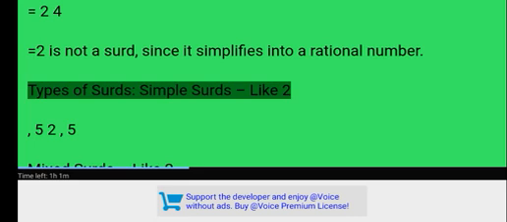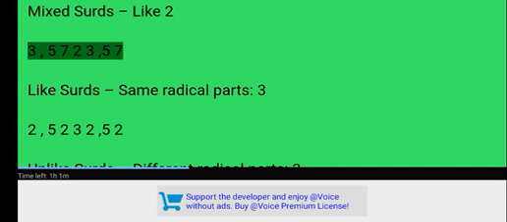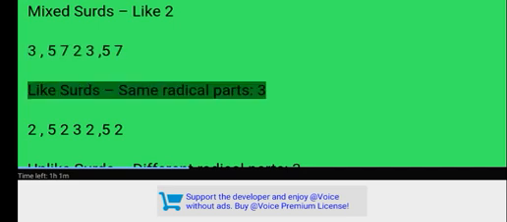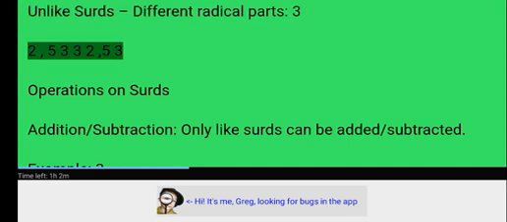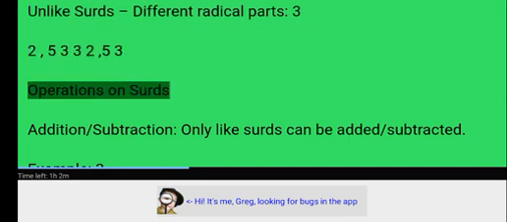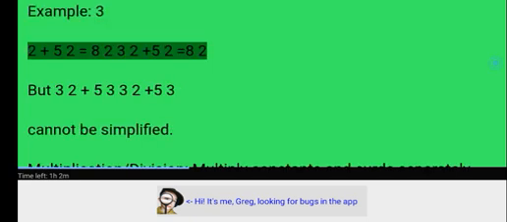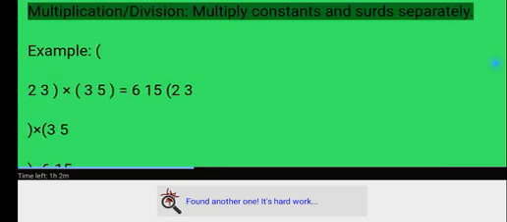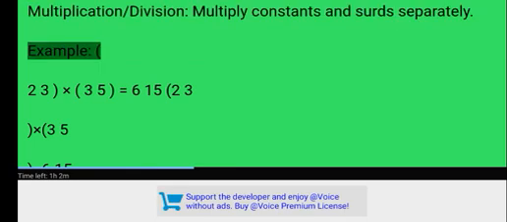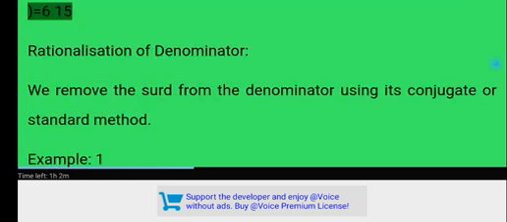Types of surds: simple surds, like root 5. Mixed surds, like 2 root 3, or 5 root 7. Like surds, same radical parts, 3 root 2 and 5 root 2. Unlike surds, different radical parts, 3 root 2 and 5 root 3. Operations on surds. Addition and subtraction: only like surds can be added or subtracted. Example, 3 root 2 plus 5 root 2 equals 8 root 2. But 3 root 2 plus 5 root 3 cannot be simplified. Multiplication and division: multiply constants and surds separately. Example, 2 root 3 times 3 root 5 equals 6 root 15.